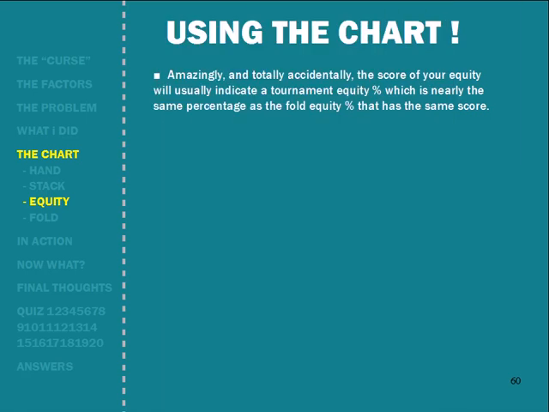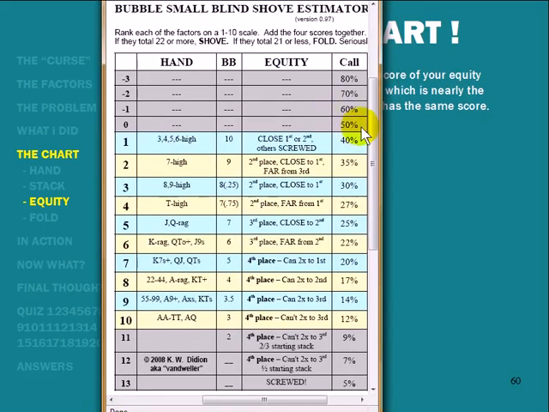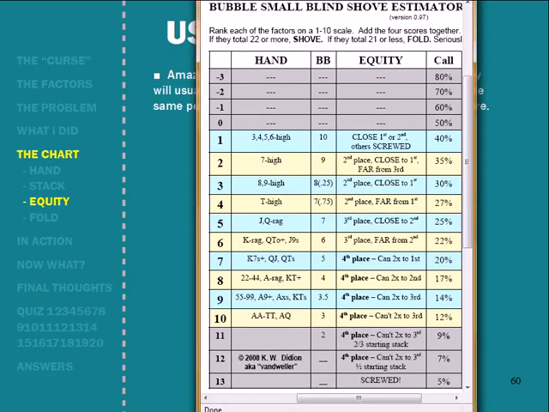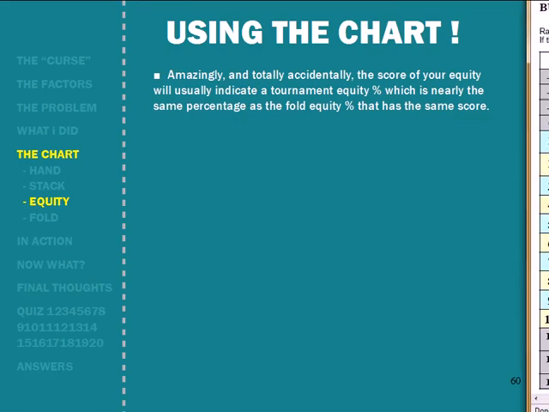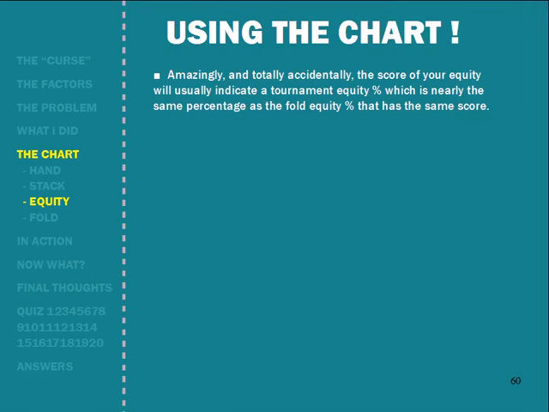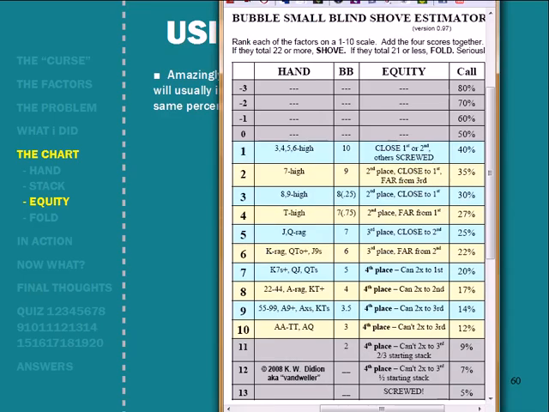So here's one other thing that sort of just happened, and this was really an accident and a total coincidence, right? Now, I haven't gotten to the call part of the chart yet, but just know that there is a call percentage. That's basically your fold equity, how often he calls. Now, amazingly and totally coincidentally, the score of your equity will usually indicate a tournament equity percentage, which is nearly the same percentage as the fold equity percentage that has that same score. And that sounds almost like a legal document.